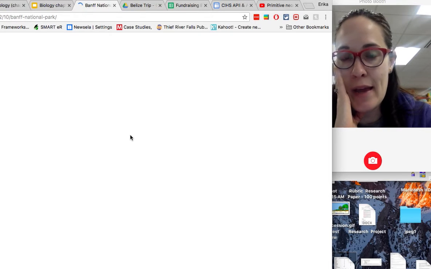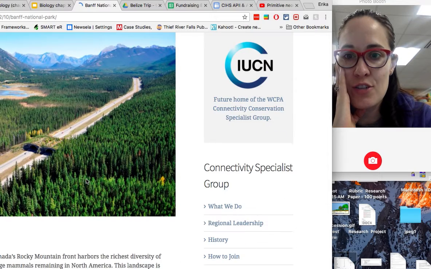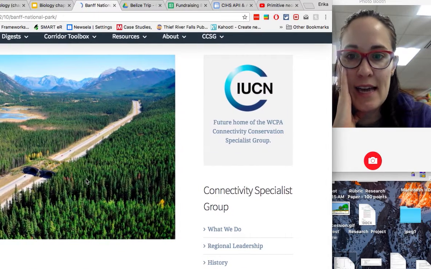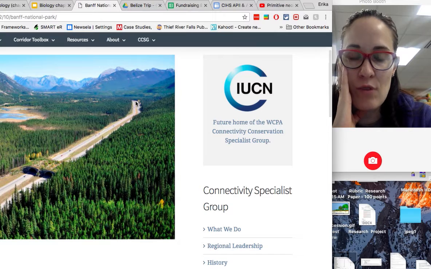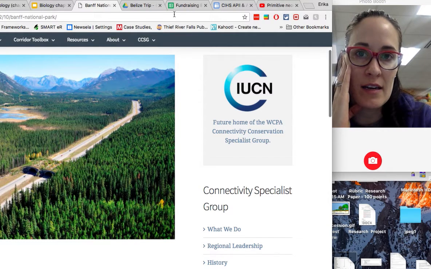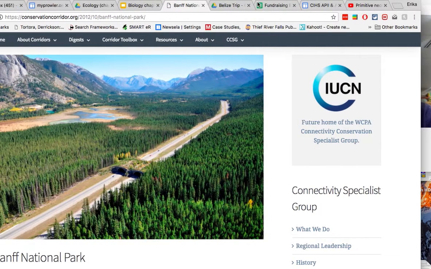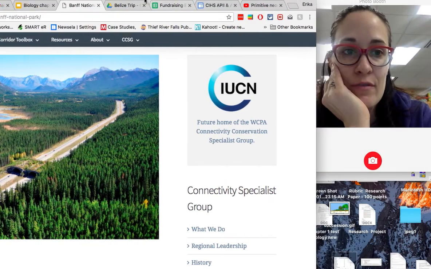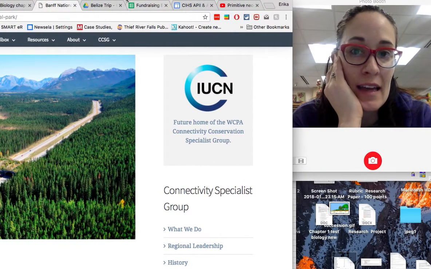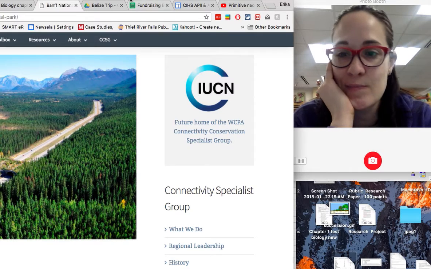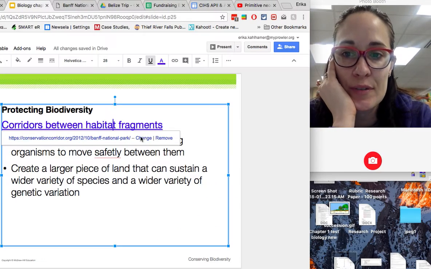This is in Banff National Park, which is in Canada. Here is a road that went through this ecosystem. You can see it there. And they put a bridge over the road so that animals can get from one side to the other. I have driven through Glacier National Park, and they also have those. So that's an example of a corridor.